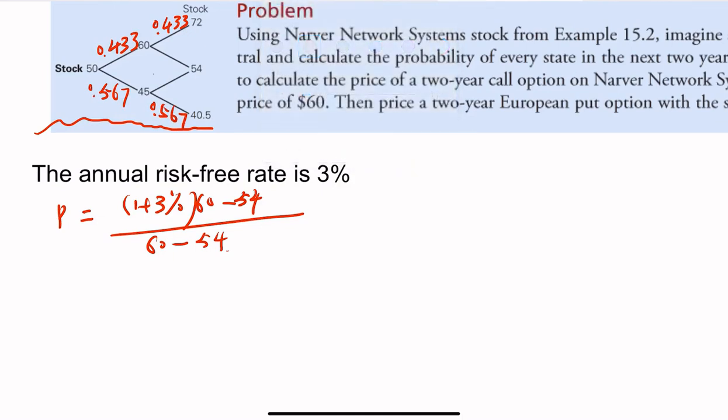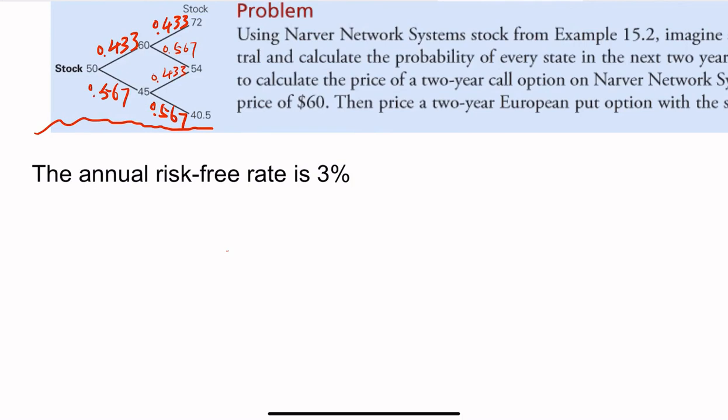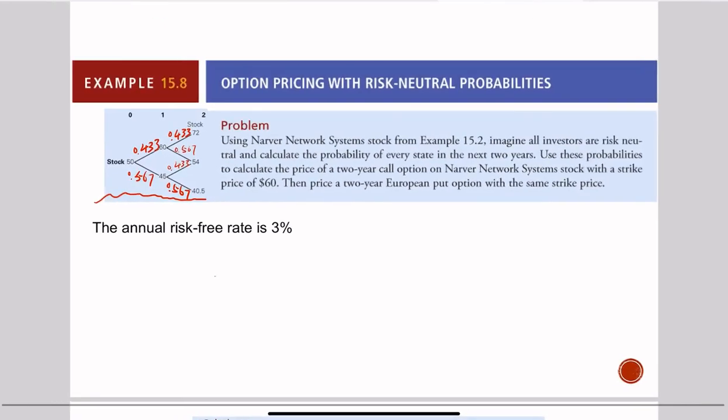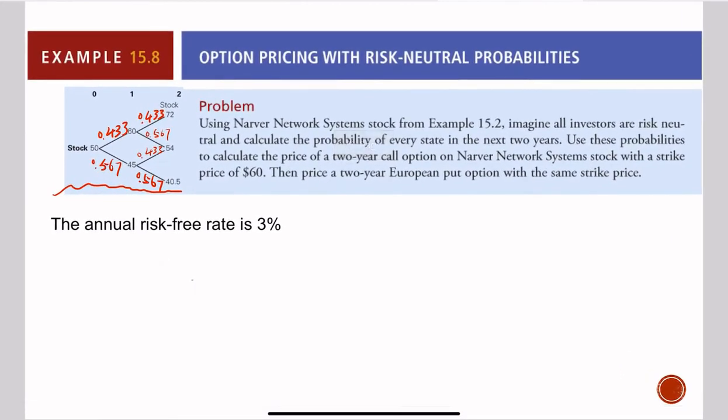And then 0.567, 0.433. Okay. So now we have found all these risk neutral probabilities. So now we could price this 2-year call option with a strike price of 60. So now let's see how we could find this.